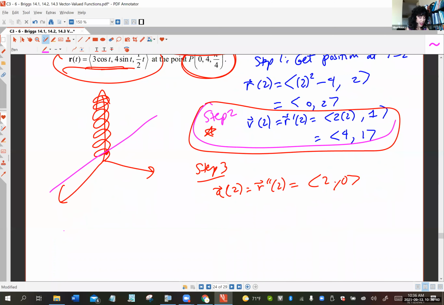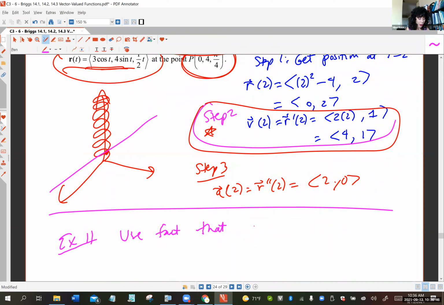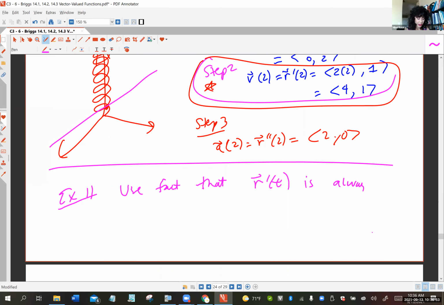We're doing example 11 now. We're going to use the fact that r prime is always a tangent vector to the curve.